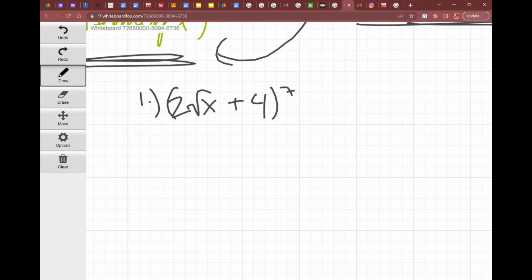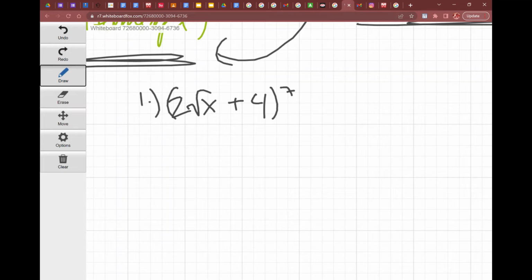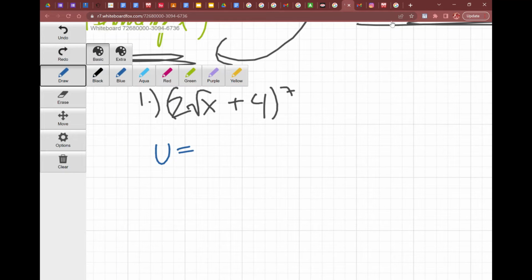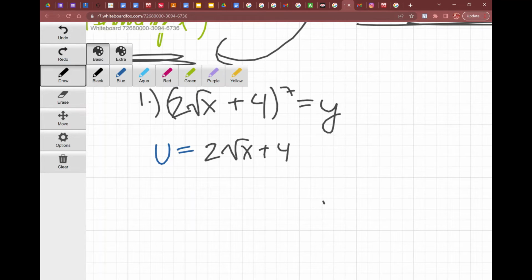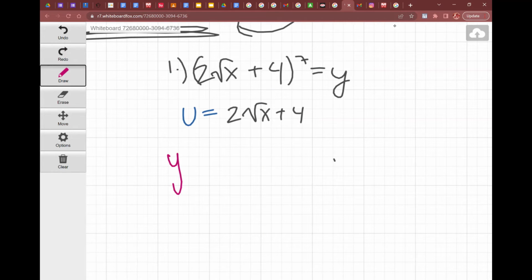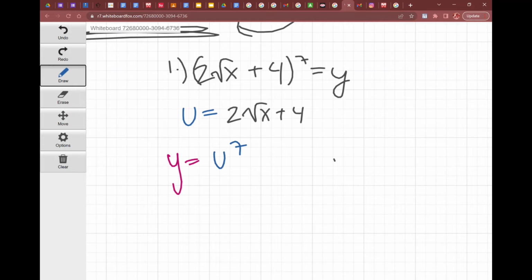Okay, cool. So in this case, u is always going to be what's on the inside, because, you know, layers. Inside versus outside. So let's assign our u equal to 2 root x plus 4, right? And let's say this equals y. So then y equals u to the power of 7.